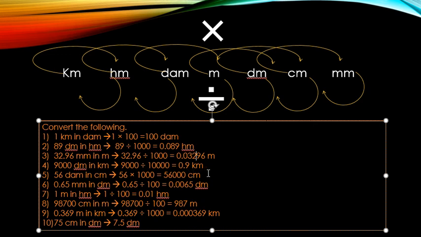Now again we have 56 decameter in centimeter. We have to convert decameter to centimeter. So we'll go to the right hand side, 1, 2, 3, three times. So multiply by what? 1000. We will get 56,000.